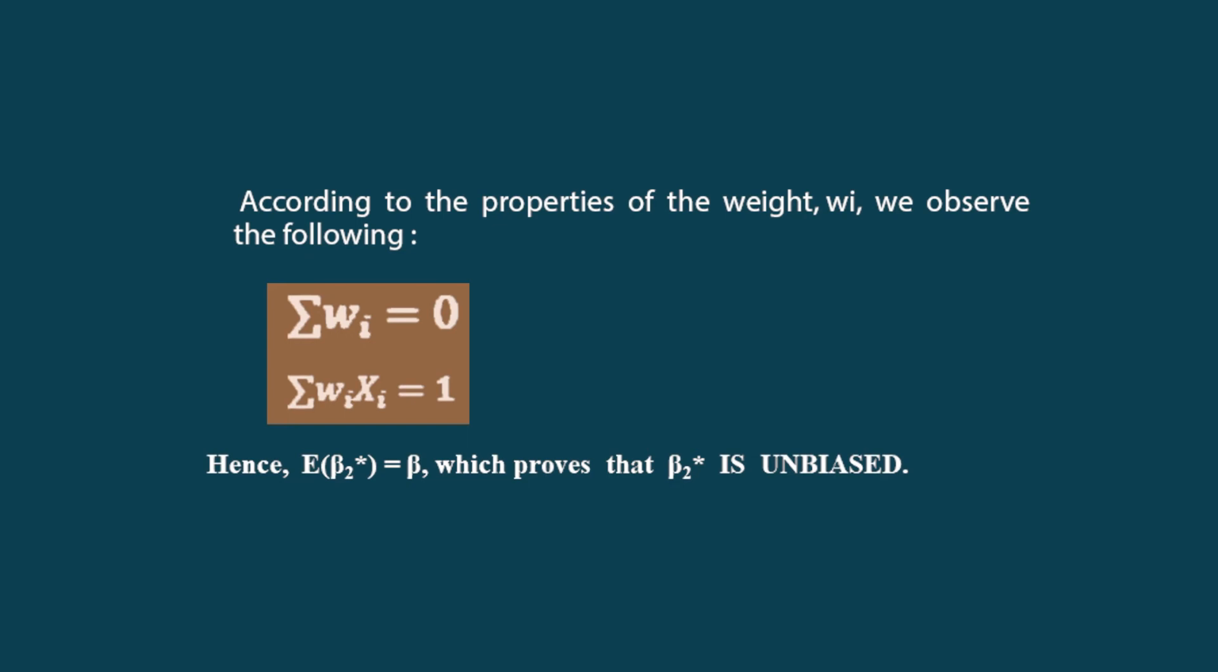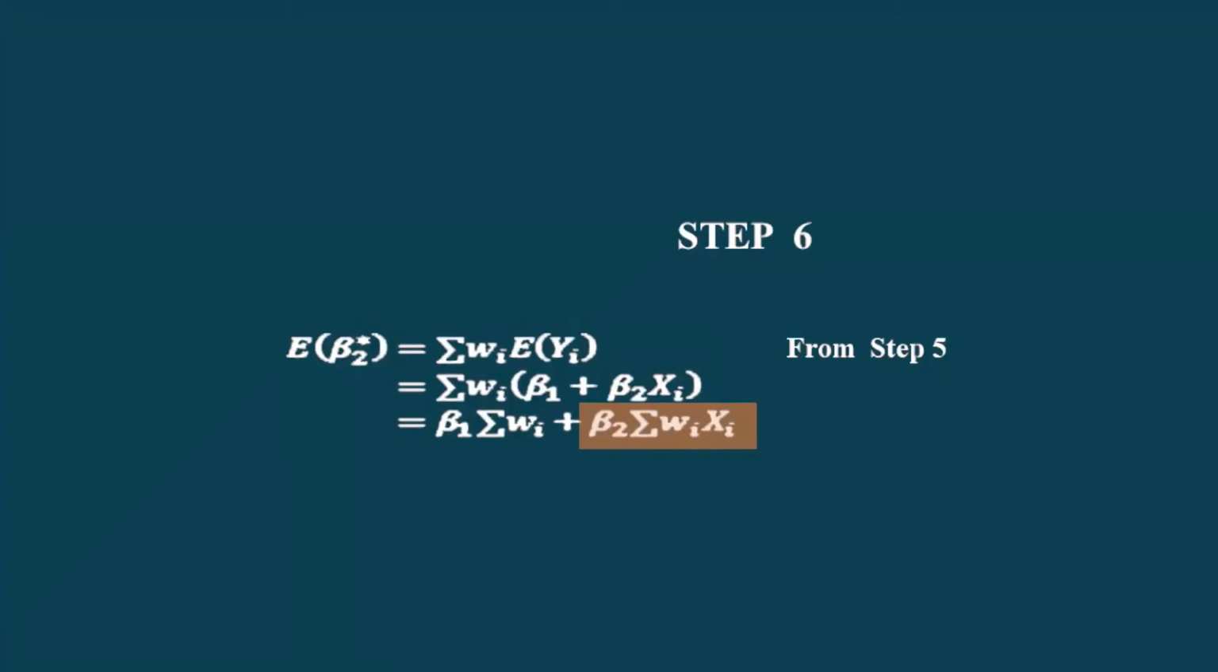And secondly, wi xi, which is also basically the property of this weight, which is wi. So if I put that summation of wi as 0, then the first component gets eliminated or removed, and we are ending up only with the second component, which is beta 2 summation of wi xi. So if we go for the next step, which says variance of beta 2 hat.